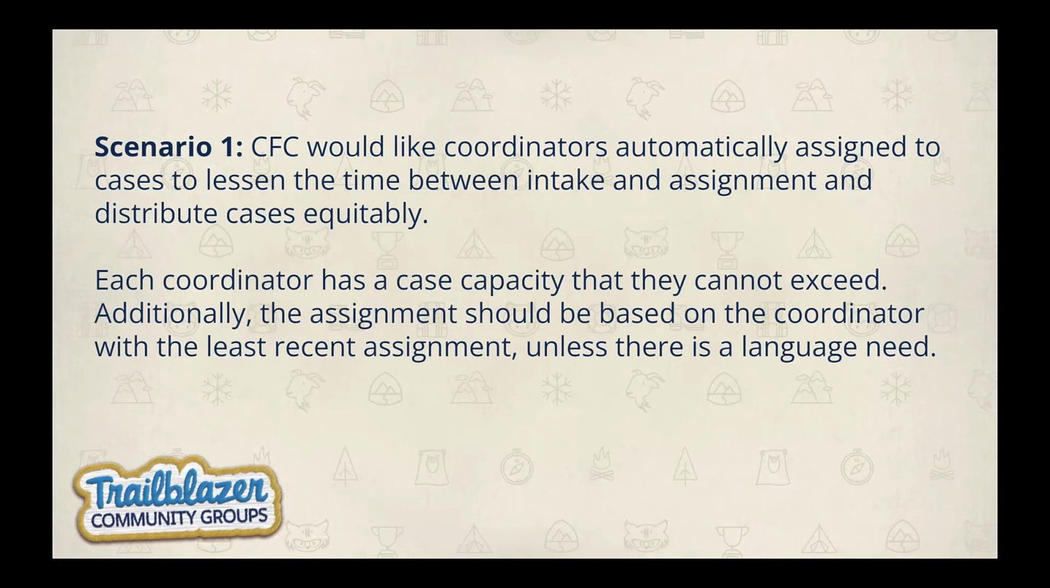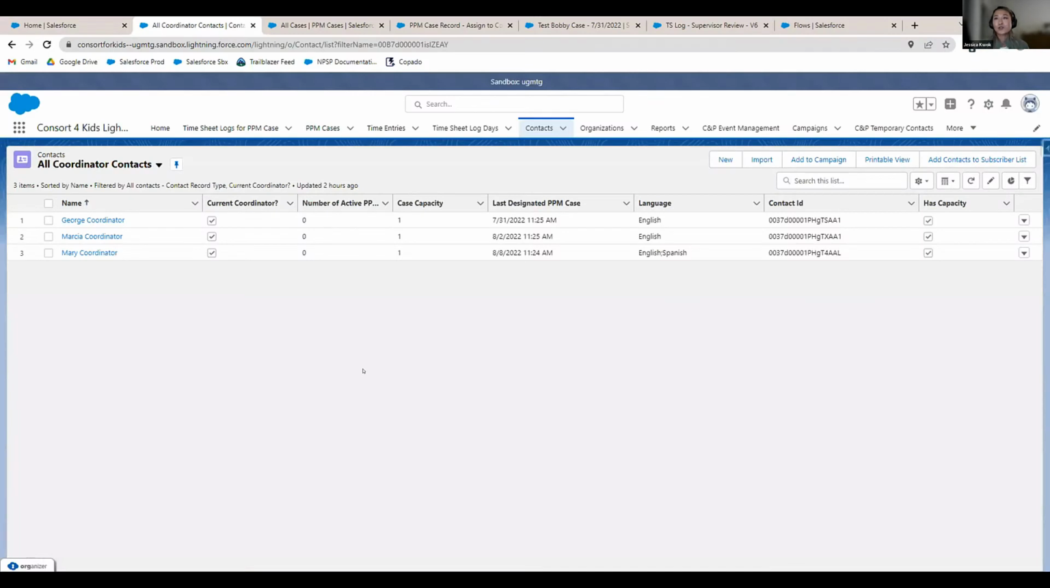Let me do a new share. I'm going into their sandbox. So just to show you, I've got 3 coordinators. Those are contact records in here. That's how they had just set up their coordinators. They weren't user records. And I have some fields to count their case capacity. There's a field that counts the active cases they're assigned to. I'm using DLRS to roll this up. I'm tracking the last case that they were assigned to, the date, time, and I'm tracking their language here.